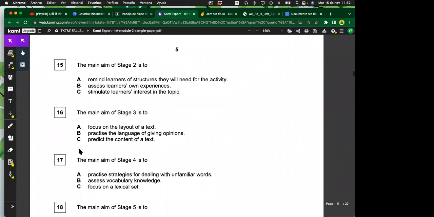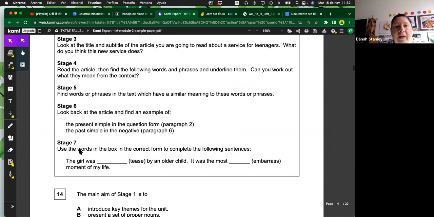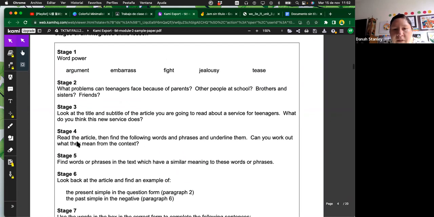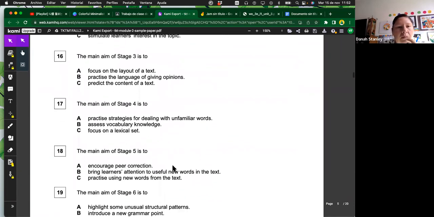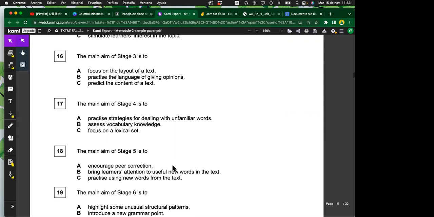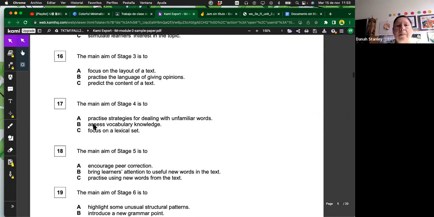I think it's letter C, predict the content of a text. Excellent, very good. Fantastic. Letter C. Ahora sí, the words, underline them and infer the meaning. They don't know the words, and because of the context, they deduce, they infer the meaning. It's A. Exactly. Practice strategies for dealing with unfamiliar words.